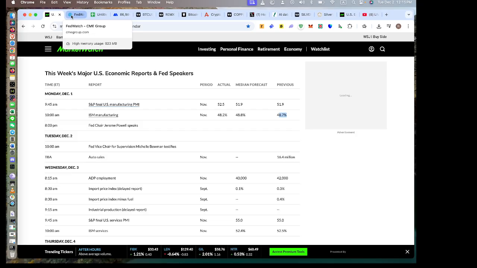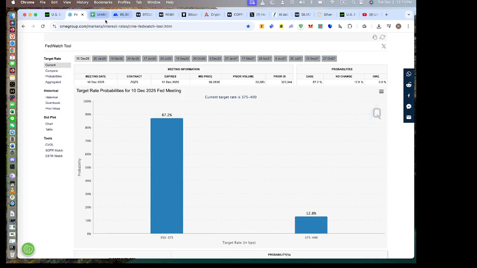This is the macro ghost here. We're going to get an interest rate cut. It's all but certain at 87%. So that's 25 bips down to 350 to 375 for the overnight rate of lending and borrowing for the banks.